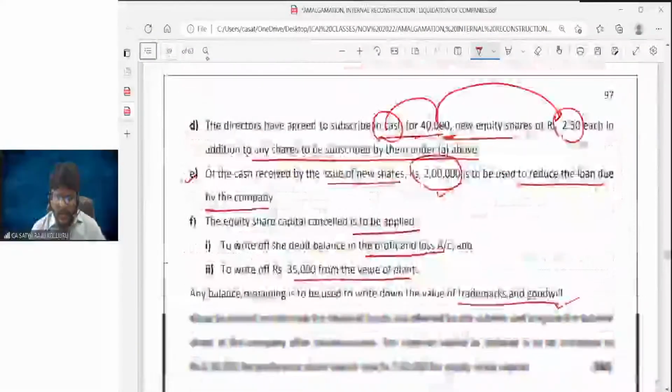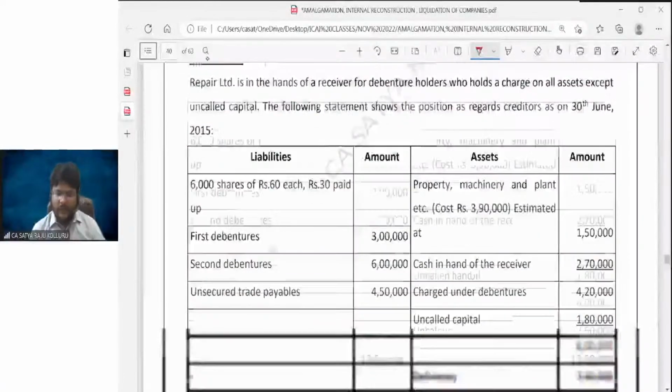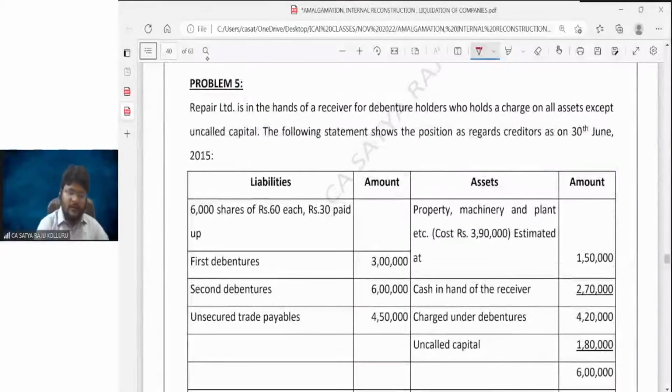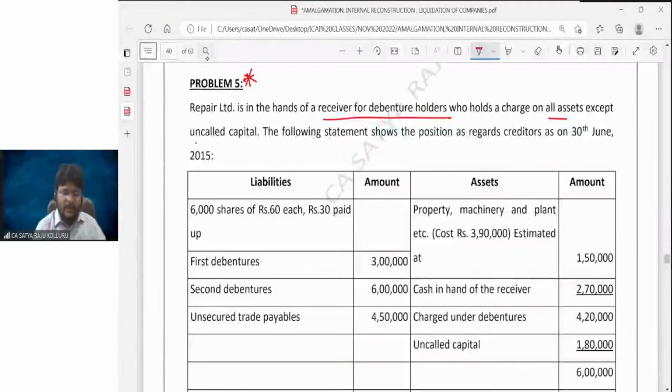Okay, come to problem number 5, guys. Let me resolve problem number 5, which is also a different problem. That's why I want to take it into discussion. Repair Limited is in the hands of a receiver for debenture holders who holds a charge on all assets except uncalled capital. The following statement shows the position as regards creditors as on 30th June 2015.